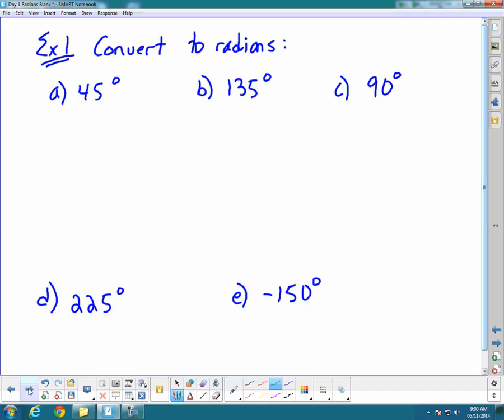Now we're not going to write this down every single time, but watch. If 1 degree equals pi over 180, then 45 degrees must be 45 pi over 180. Agreed?